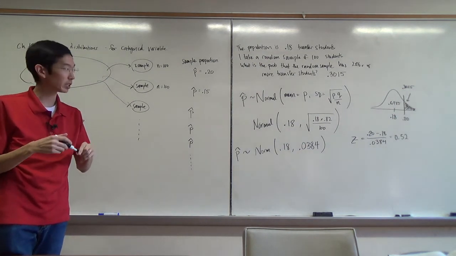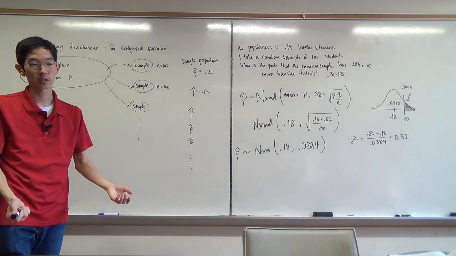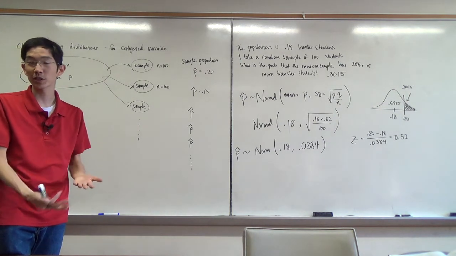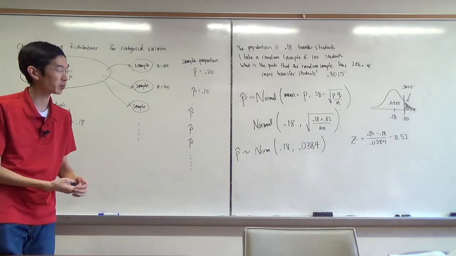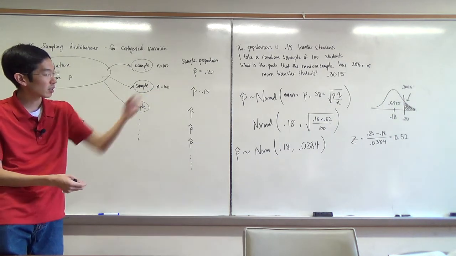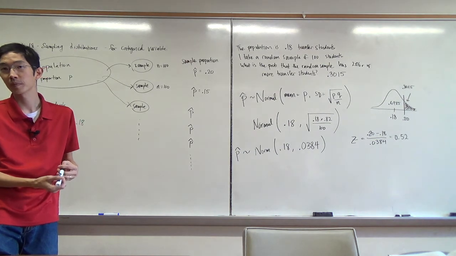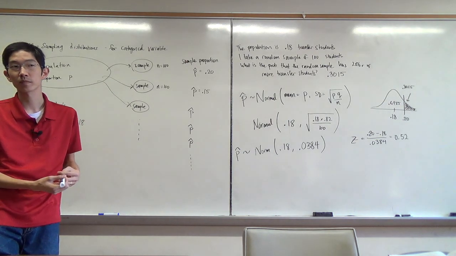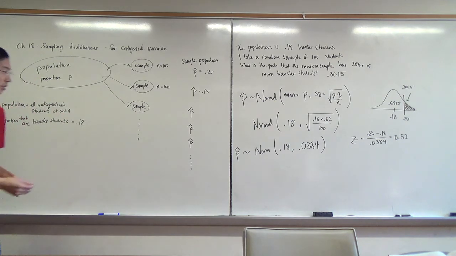Okay. So if the population is 18% transfer students, and I'm taking a random sample of 100 students, that random sample could end up being 20% or more transfer students just by random chance. And how often do we expect that to happen? That happens about 30% of the time. Okay. All right.